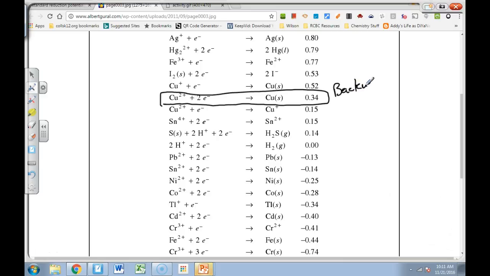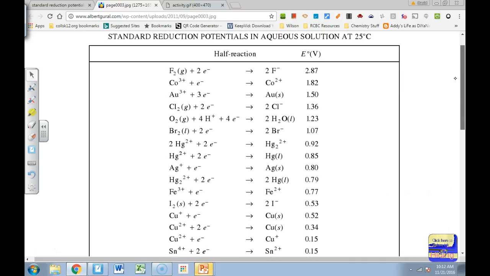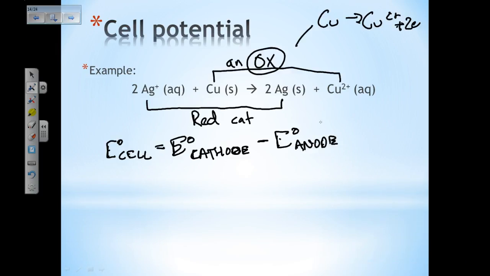Now that's okay, because what kind of potentials are these? These are standard reduction potentials, and this was the thing that was being oxidized. And so this is the one we want. So it's 0.34 is the voltage. Which one is it? This one. So this is 0.34 volts. Now we look at silver.